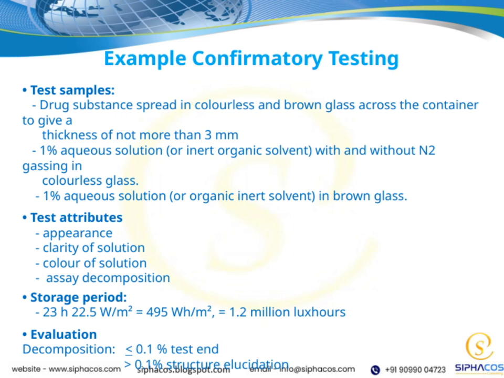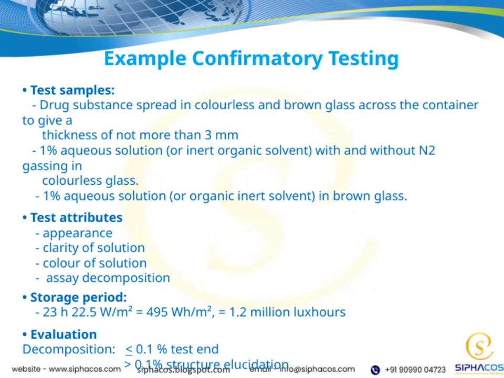Regarding the storage period, we typically evaluate the samples over 23 hours under a light intensity of 22.5 watts per square meter. This corresponds to roughly 495 watt-hours per square meter, or about 1.2 million lux-hours, conditions that simulate real-world exposure to light and help us gauge stability under typical storage environments.